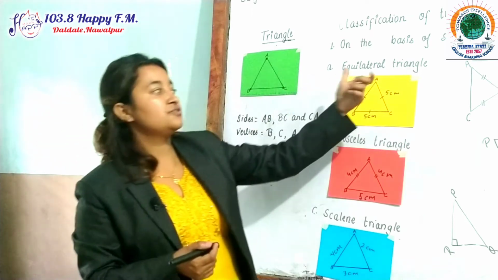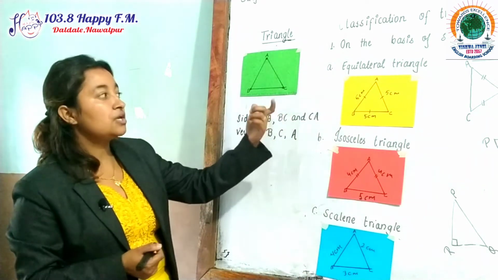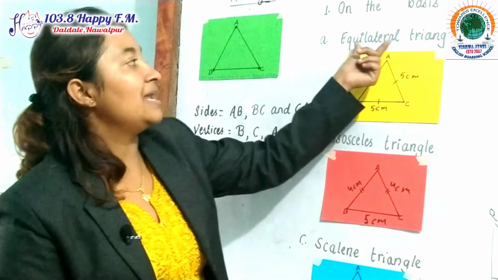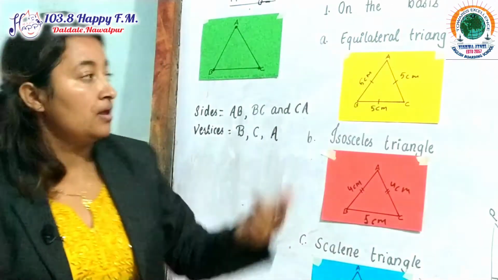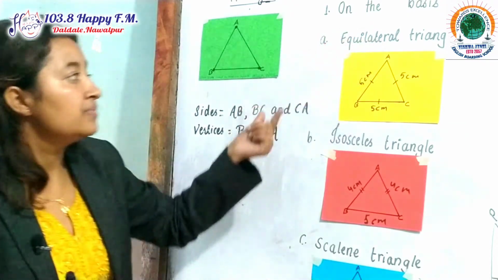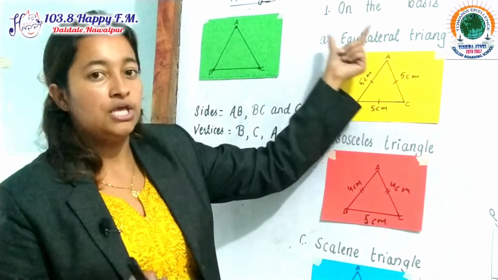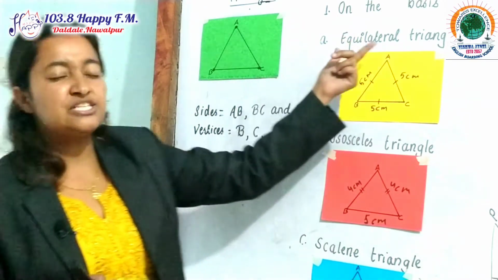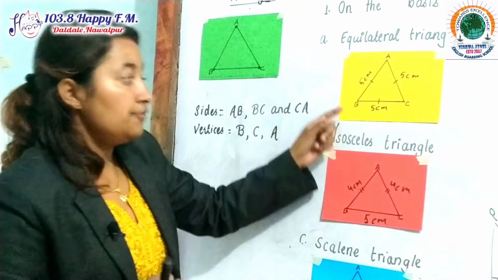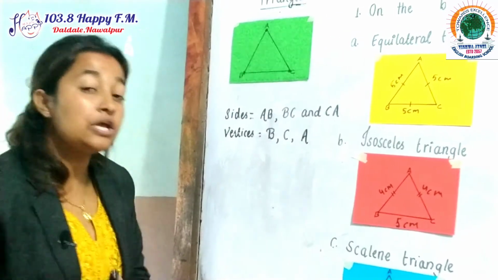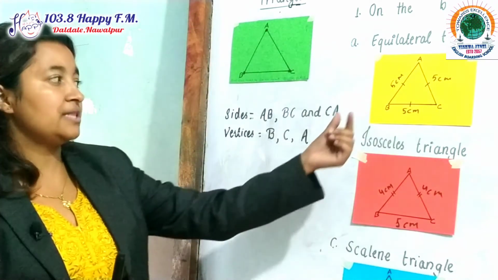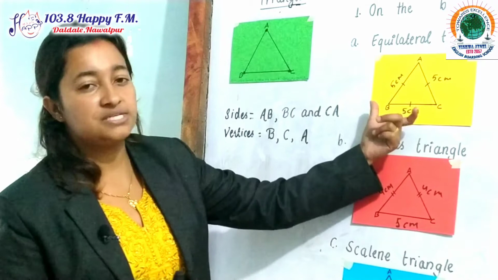Equilateral triangle. Equi means same, equal. Lateral means sides. Here are 2 words hidden inside this single word, equi and lateral. Equi means equal and lateral means sides. If all the sides of a triangle are equal, then it is called the equilateral triangle. You can see in the figure represented here.